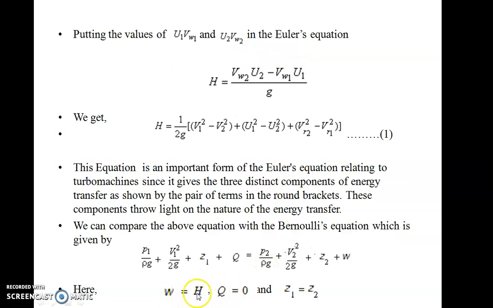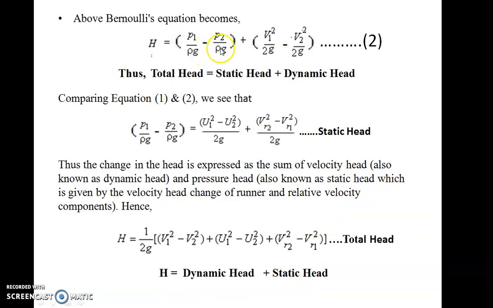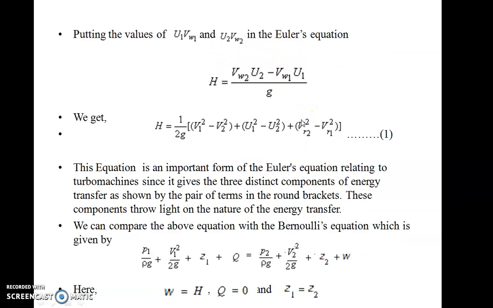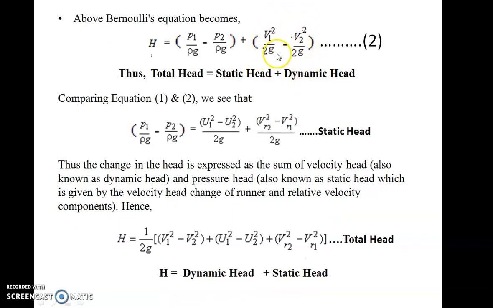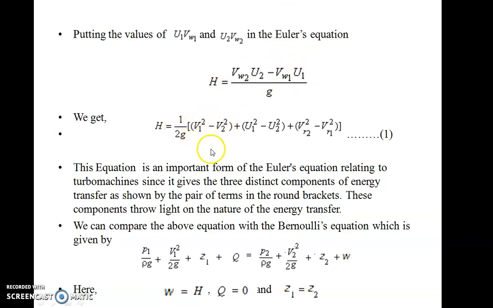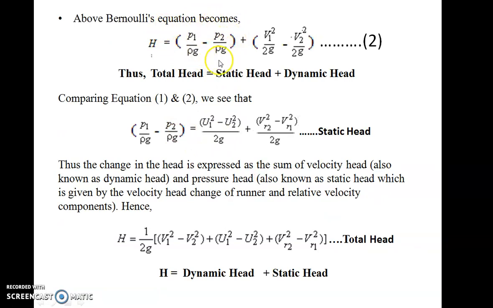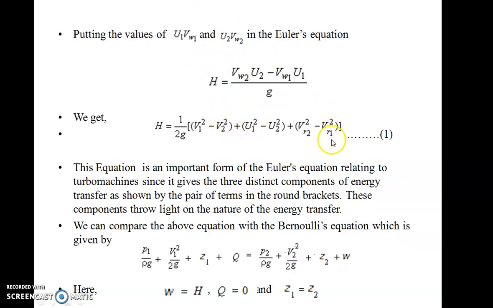So here if you take W is equal to H and Z1 equal to Z2, Q is equal to 0, everything will cancel, and H will be equal to P1 minus P2 by rho g plus V1 square minus V2 square by 2g. Compare this equation number 2, H is equal to P1 by rho g minus P2 by rho g plus V1 square by 2g minus V2 square by 2g, with equation number 1, which is 1 by 2g times V1 square minus V2 square plus U1 square minus U2 square plus VR2 square minus VR1 square. The first term is the same, V1 square minus V2 square upon 2g, and H is also the same. So P1 minus P2 by rho g is given by a combination of these two terms.